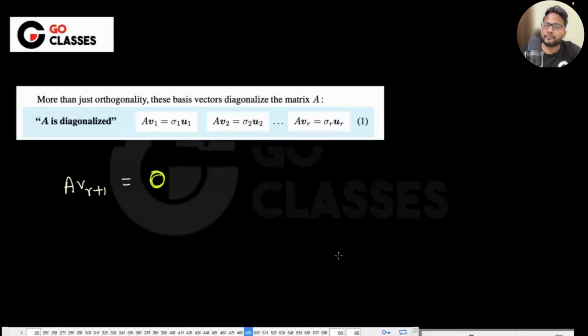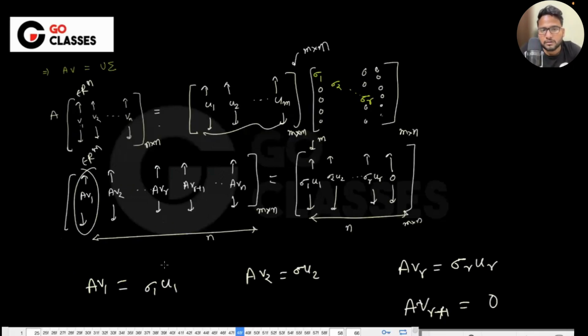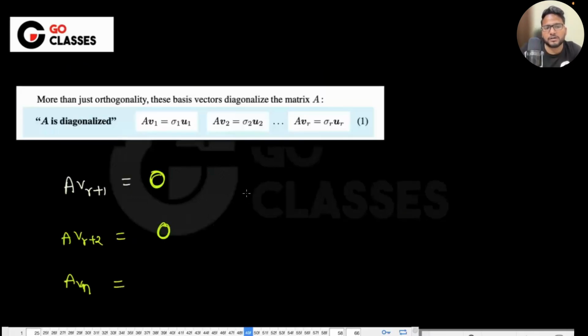Right? Understood? A v(r+2) is also 0. A v(r+3), till basically, I think there are n vectors, right? The n v vectors. How many? Yes, with the dimension there are n vectors. These are 0 vectors.